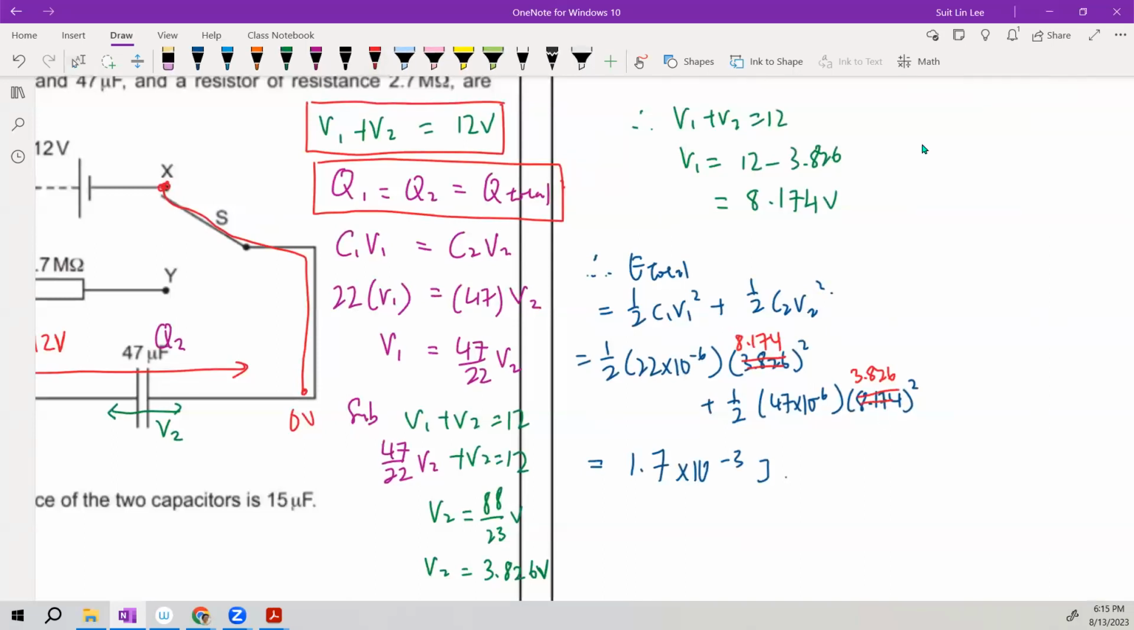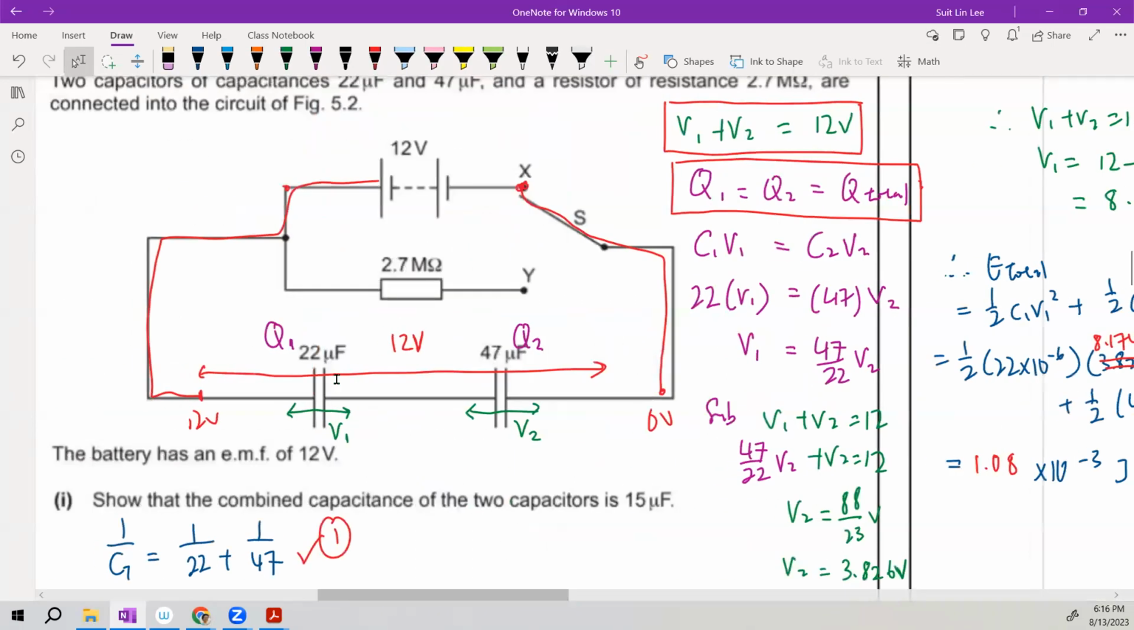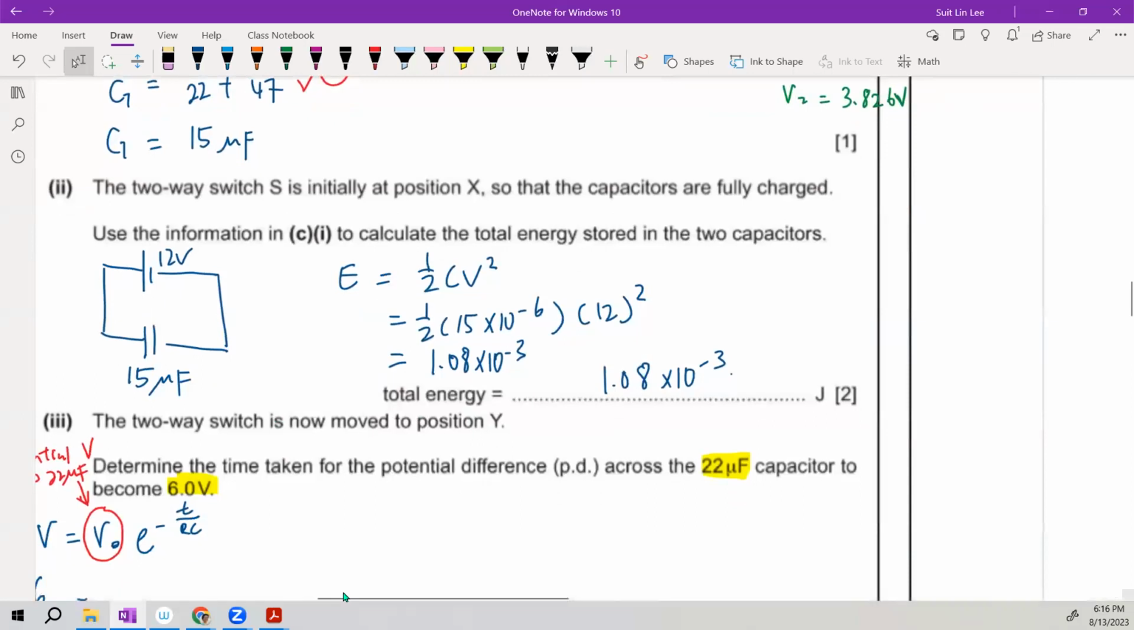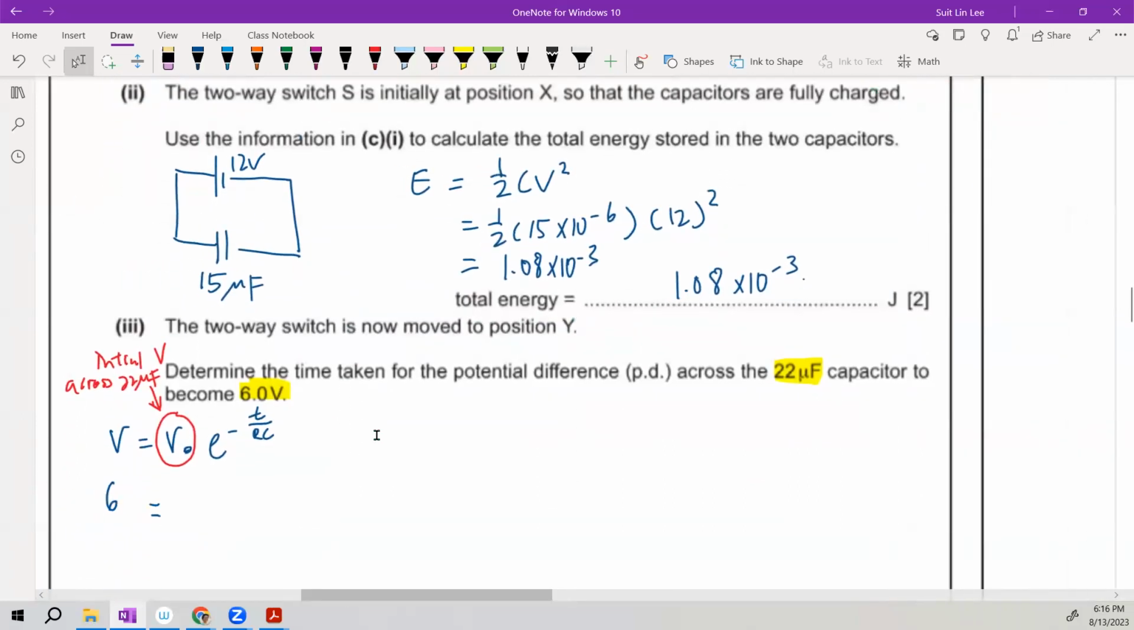Hey, 1.078, 1.08. Same. Beautiful. Okay. So in other words, you can count. Basically, you need to reach this point so that you know that this is 8.174 V1. So you need to show that working here.